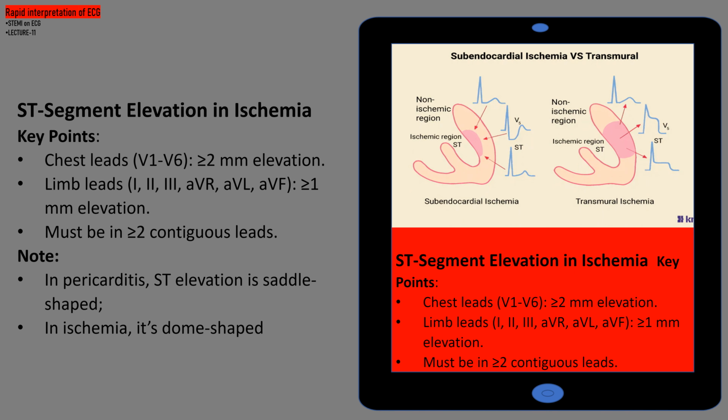The criteria for ST elevation are as follows. In the chest leads, which include V1 to V6, ST elevation must be at least 2 small boxes, or 2 mm. In the limb leads, which include 1, 2, 3, AVR, AVL, and AVF, ST elevation must be at least 1 small box, or 1 mm. The changes must appear in at least 2 contiguous leads, meaning neighboring leads of the same territory.